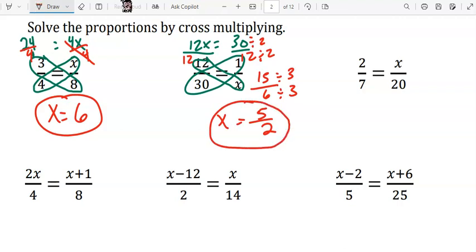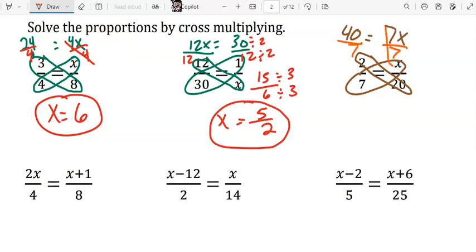2/7 equals x over 20. So we have 40 equals 7x. Divide each side by 7. x equals 40 over 7. We'll leave it like that because there's no numbers that you could divide out of both of those. Numbers you'd like to check are 2, 3, 5, and 7.